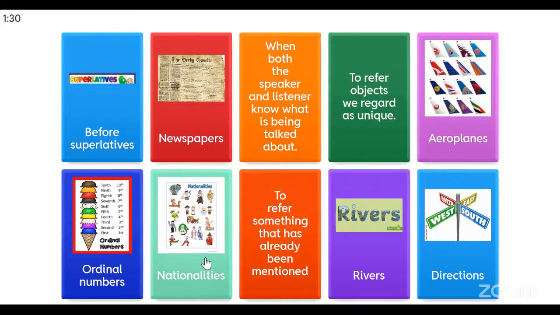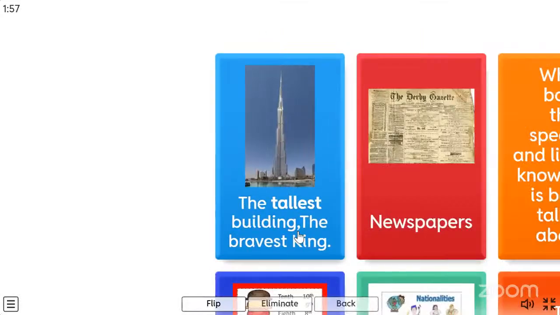Nationalities: the Indians, the Americans. To refer to something that has already been mentioned. We have already talked about it, and when referring to it we use the article the. Rivers: the Ganges, the Indian Ocean. The Pacific Ocean. Directions: the east, the west, the north. Before superlatives, shall we see examples for it? The tallest building, the bravest king.